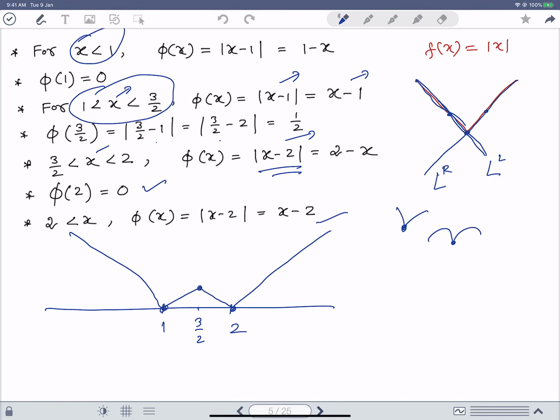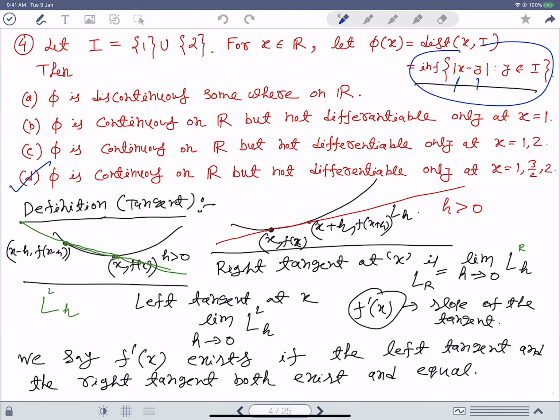Okay. Now, look at the definition. What is the definition? What is a distance function? It says infimum of |x minus y|, depending on y, that is y belongs to I. Now, in our case that I has only 2 values. So, in our case phi x will be infimum, which means we actually have a minimum because we have only finitely many values. So, it will be the minimum of |x minus 1| and |x minus 2|.